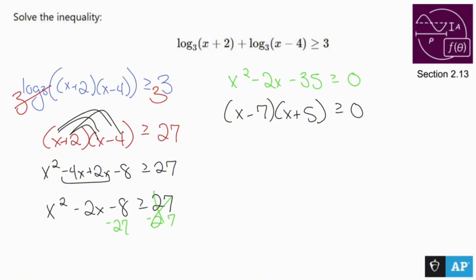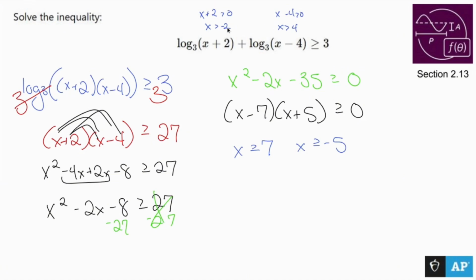Now, x is either going to be greater than or equal to 7, or x is going to be greater than or equal to negative 5. Here's my issue. I have domain restrictions. The inside of a log can't be 0, and it can't be negative. So x plus 2 has to be greater than 0, and x minus 4 has to be greater than 0. Which means x has to be greater than negative 2, but also, even more importantly, x has to be greater than 4. So that is very important.